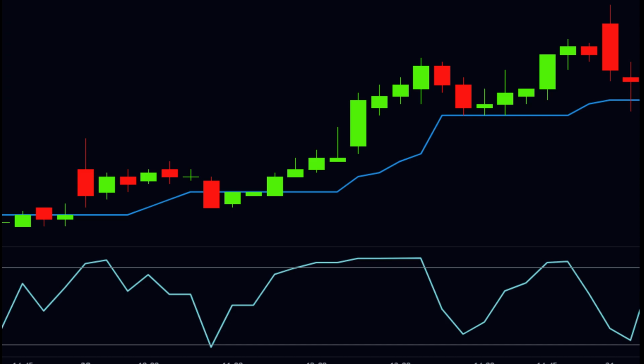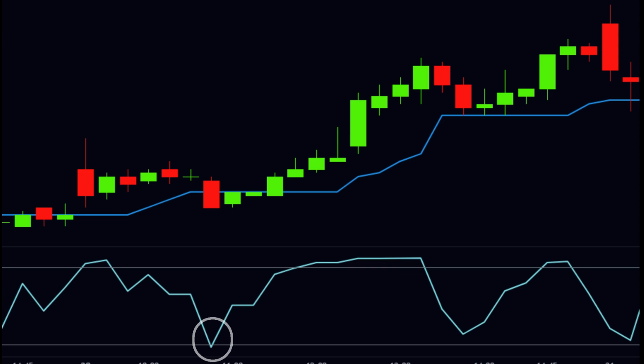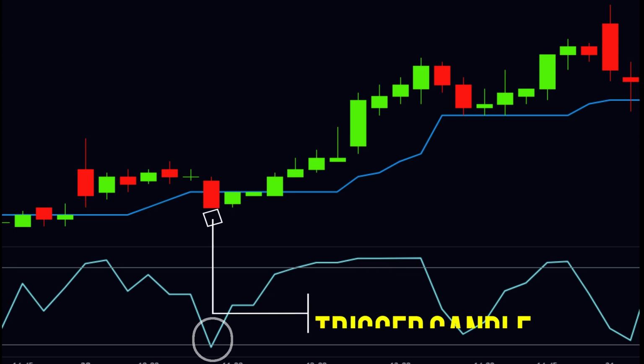As you can see here, we have a chart of the stock on 15-minute time frame. Half trend of the stock is in blue color. Now we have to find at which point RSI goes below 10 level. As you can see here, RSI of the stock goes below 10 level, thus both the conditions are satisfied over here. So this will be our trigger candle.